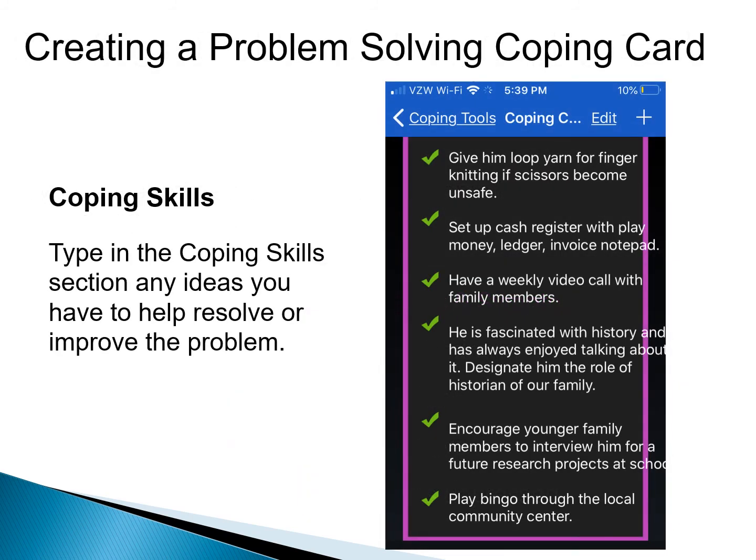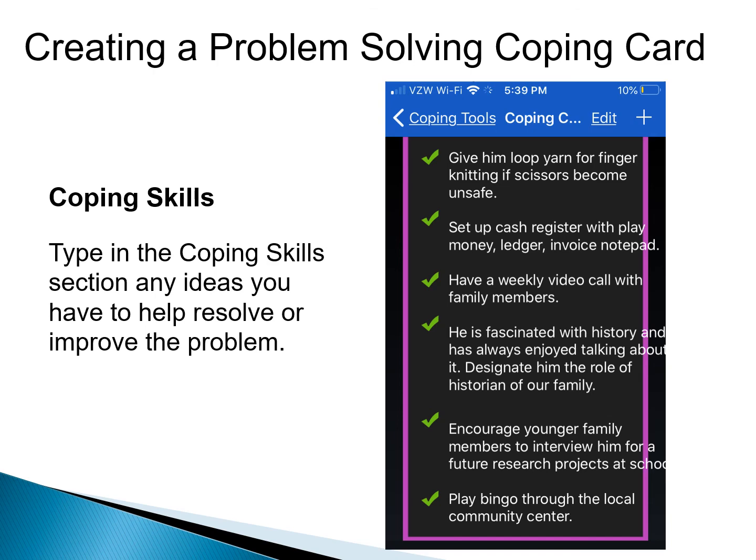Type in the coping skills section any ideas you have to help resolve or improve the problem. For example, Louise can give him scrap fabric to cut or loop yarn for knitting if scissors become unsafe. She can set up a cash register with Play Money, a ledger, and invoice notepad. She can also have a weekly video call with family members or friends.